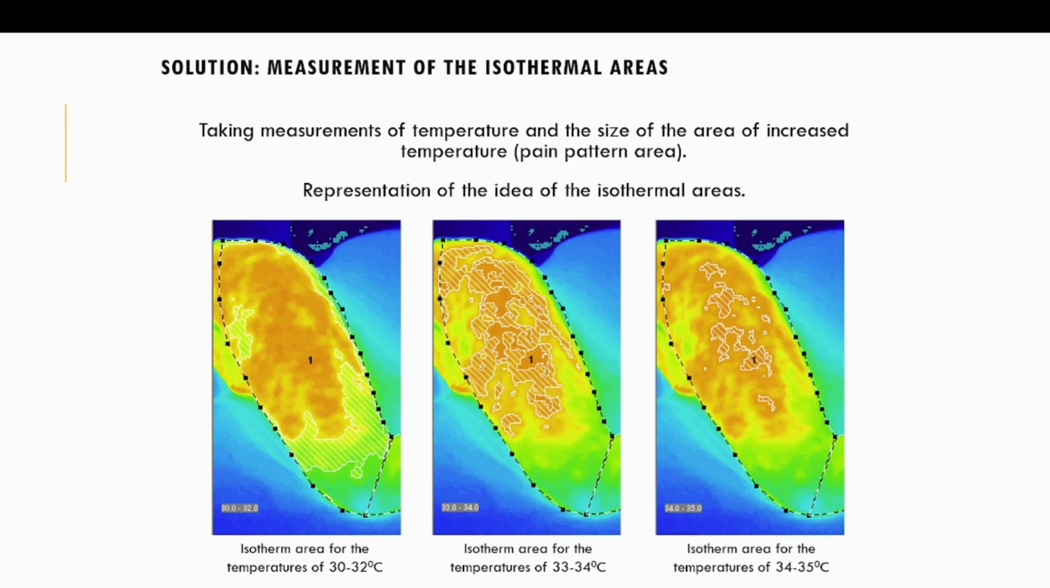What you see here is a representation of the concept of isothermal areas, that is, regions with the same temperature. Each image shows the isothermal area for a different temperature range. By analyzing how these areas expand or shift, we can objectively identify and quantify the thermal expression of referred pain.